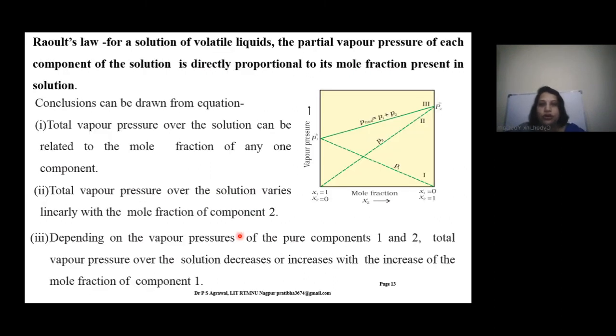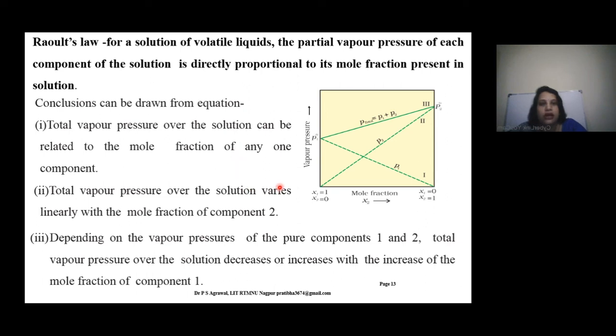Now, we know that pressure P1 is related to X1 by Raoult's law. Raoult's law states that for a solution of volatile liquids, the partial pressure P1 is proportional to X1, that is, P1 equals P1⁰ X1 and P2 equals P2⁰ X2. So P total will be P1 plus P2.